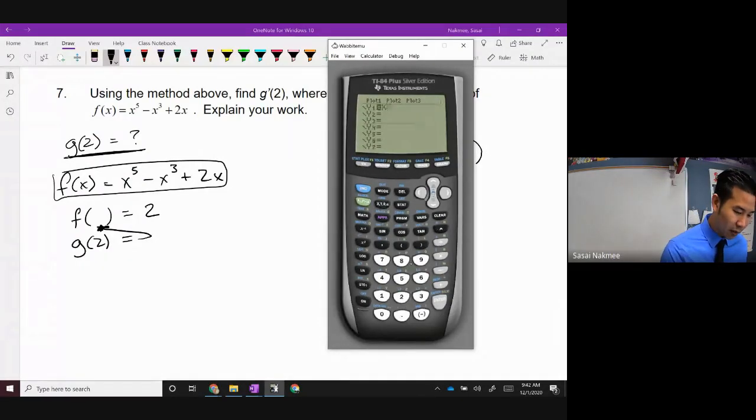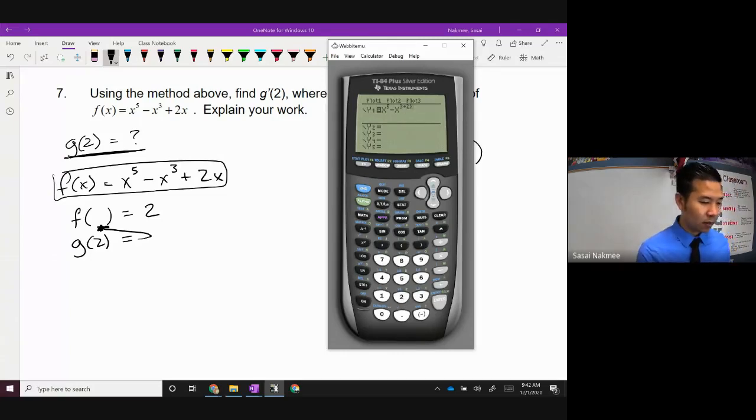This is going to be x to the 5th minus x to the 3rd plus 2x. Whoops, that's not how I want it. Let me go ahead and delete that. Don't press clear, by the way. If you press clear, it clears out the whole calculator. So I'm going to delete those parts here, and then put plus 2x. Go ahead and hit graph, see what this graph looks like.